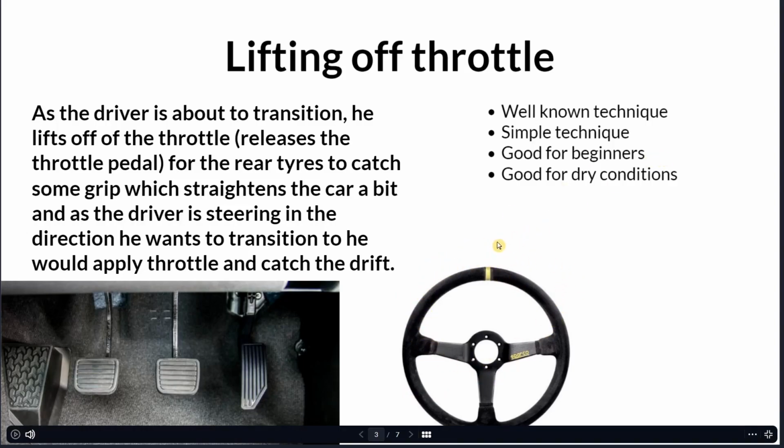So basically, imagine we are drifting towards the right, so our steering wheel would be turned to the left. So we're drifting a right corner. Our steering wheel is to the left of the center, and we want to transition, so we want to start drifting instead of to the right, we want to drift to the left.